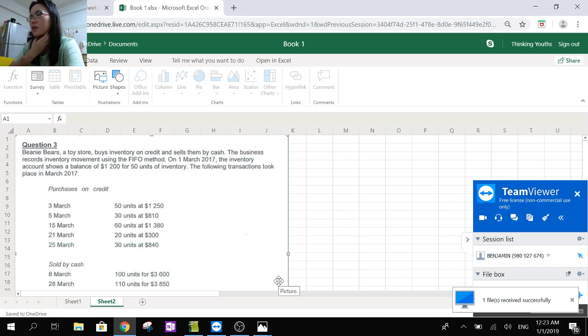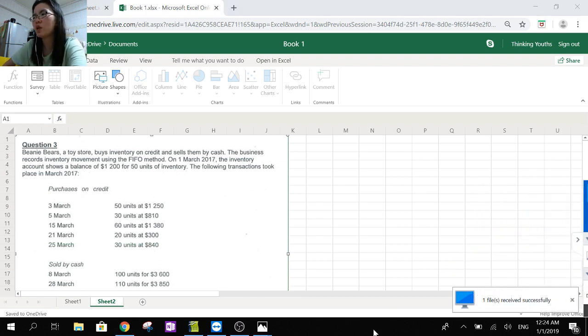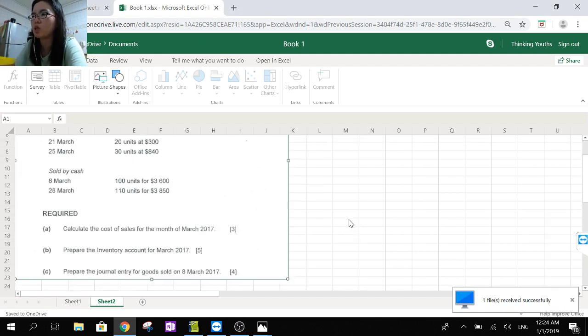This chapter is under inventory. The question says that the toy store buys inventory on credit and sells them by cash. So the business records inventory using the FIFO, first in first out method. On the 1st March, the inventory shows a balance of 1,200 for the set of 50 units. The question here asks you to find the cost of sales for the month.